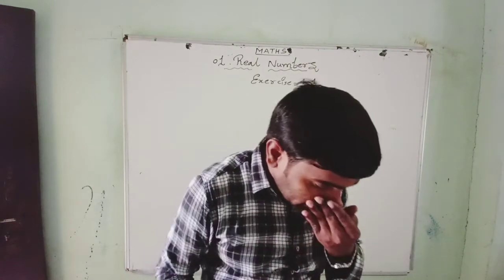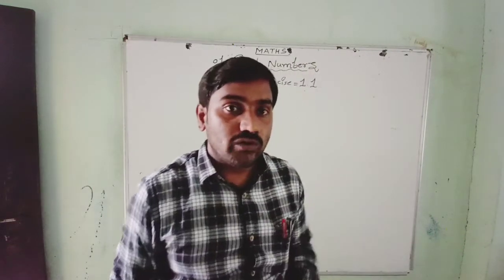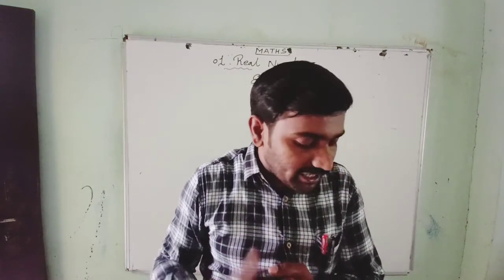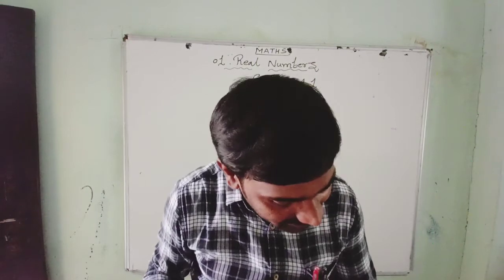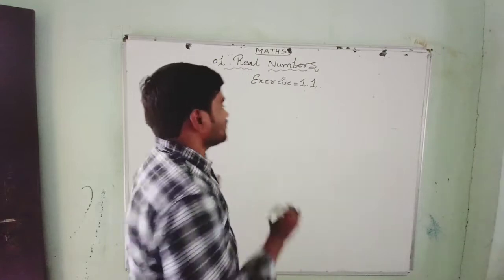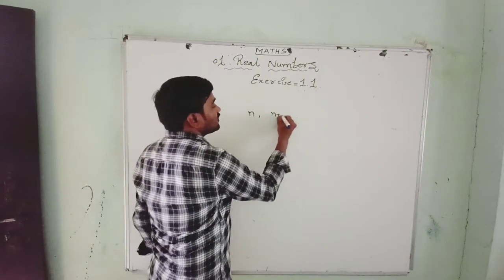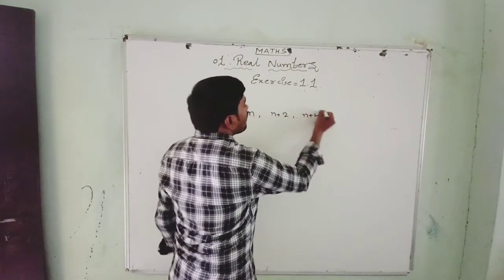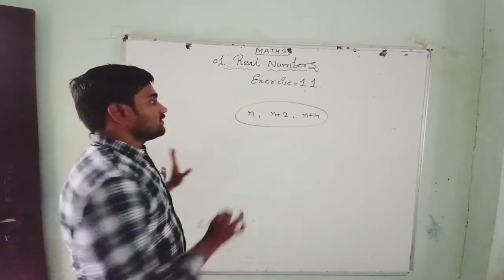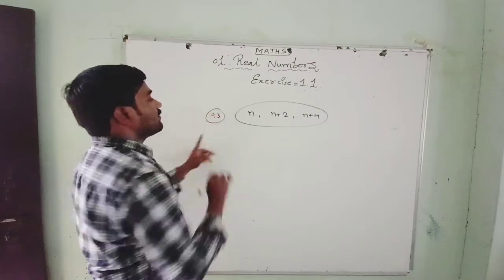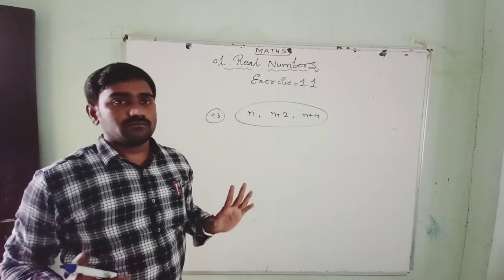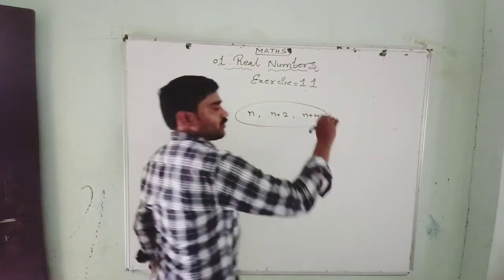Show that one and only one out of n, n plus 2, n plus 4 is divisible by 3, when n is a positive integer. See that n, n plus 2, n plus 4: out of these, one and only one is divisible by 3. When you divide by 3, only one will be divisible by 3. You take n equal to any number, children, and we'll show it.